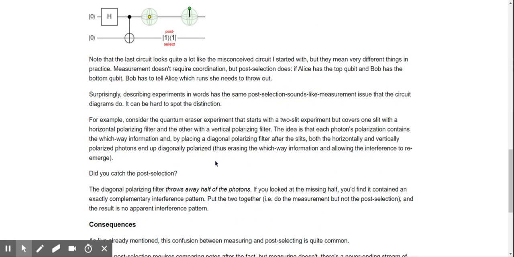For example, consider the quantum eraser experiment that starts with a two-slit experiment that covers one slit with a horizontal polarizing filter and the other with a vertical polarizing filter. The idea is that each photon's polarization contains the which-way information, and by placing a diagonal polarizing filter, the photons end up diagonally polarized, thus erasing the which-way information. That is where post-selection occurs. The diagonal polarizing filter throws away half of the photons. If you looked at the missing half, you'd find it contained an exactly complementary interference pattern, but put the two together, do the measurement but not the post-selection, and the result is no apparent interference pattern.